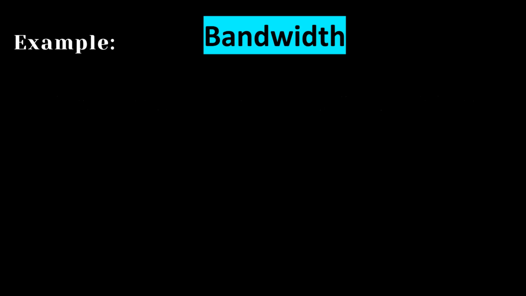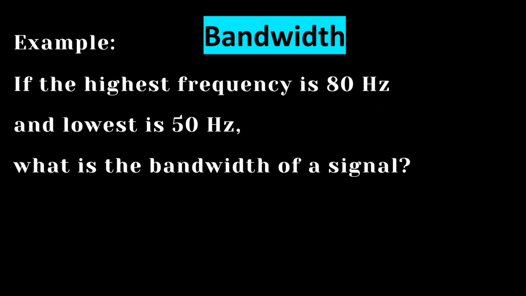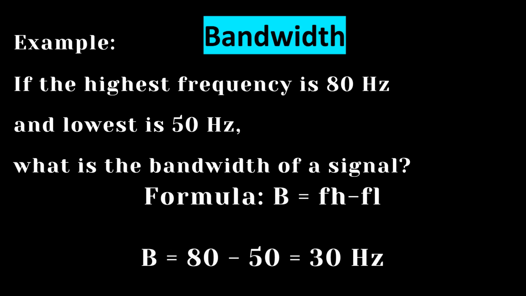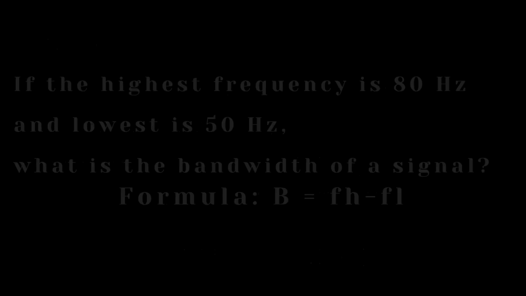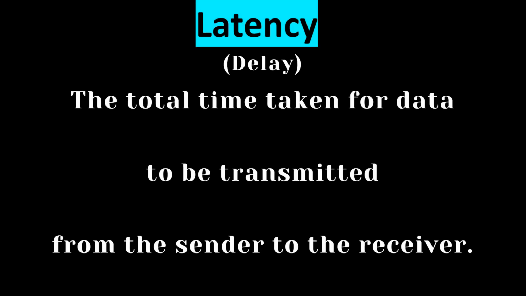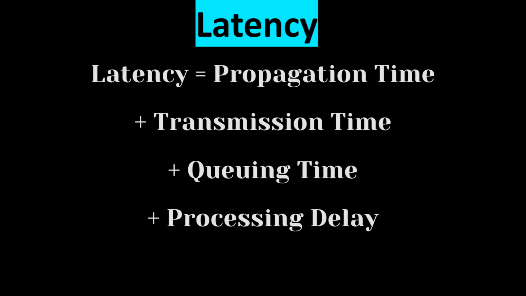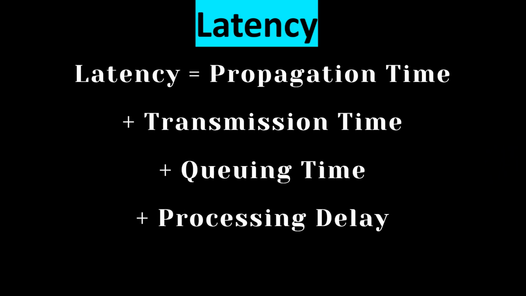Let's see an example. If the highest frequency is 80 Hz and lowest is 50 Hz, what is the bandwidth of a signal? B equals FH minus FL. B equals 80 minus 50 is equal to 30 Hz. Latency or delay is the total time taken for data to be transmitted from the sender to the receiver. Latency equals propagation time plus transmission time plus queuing time plus processing delay.